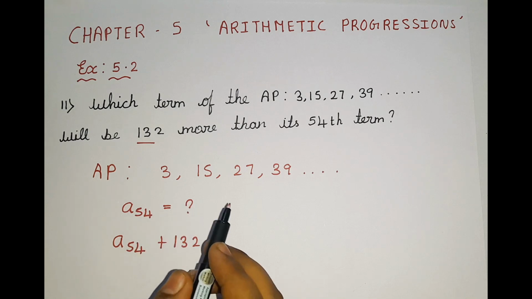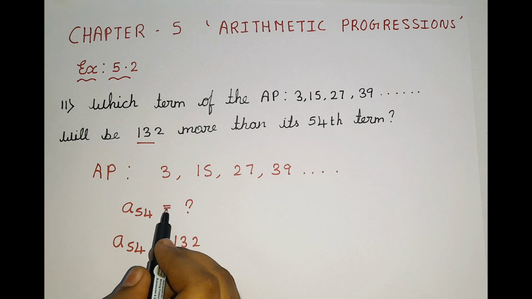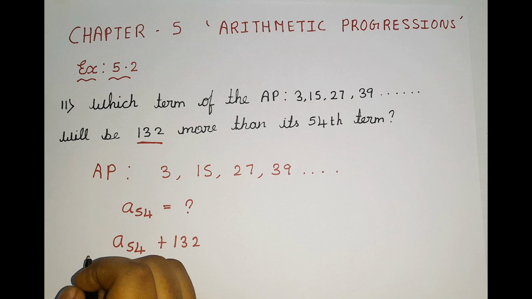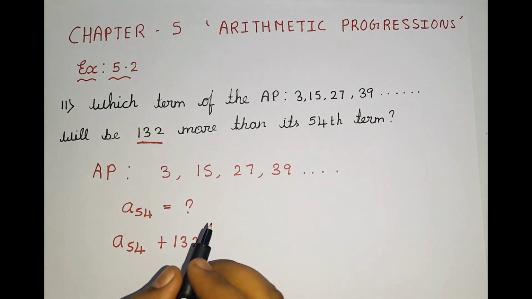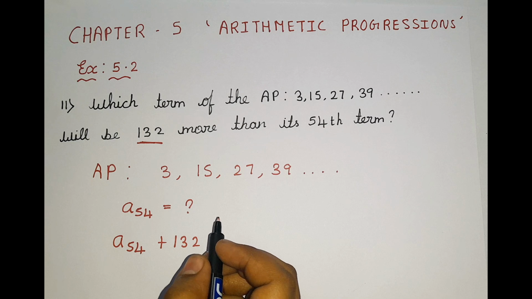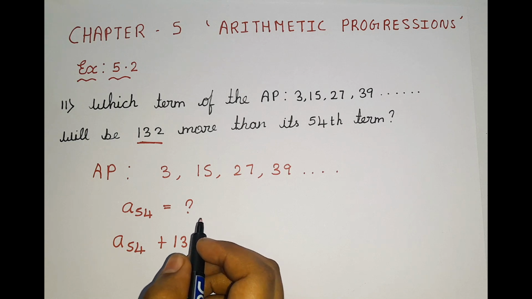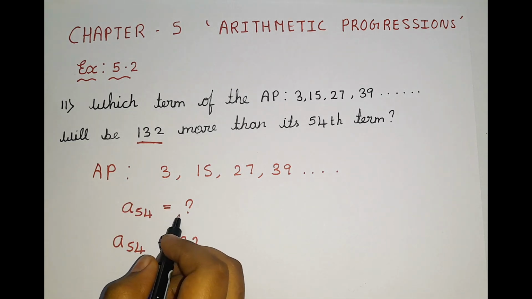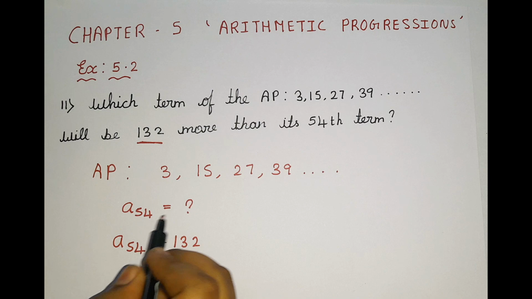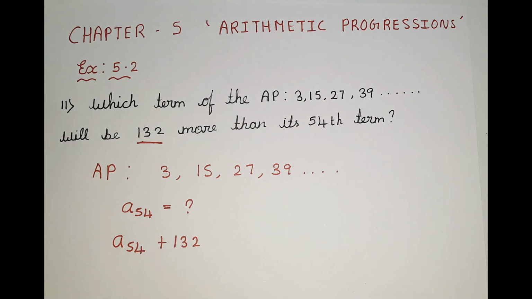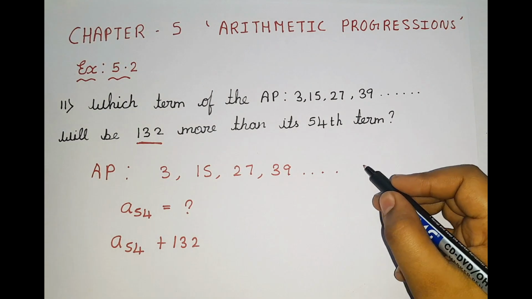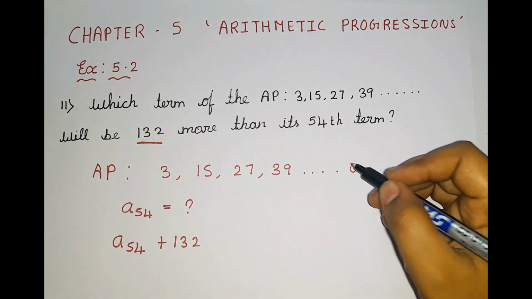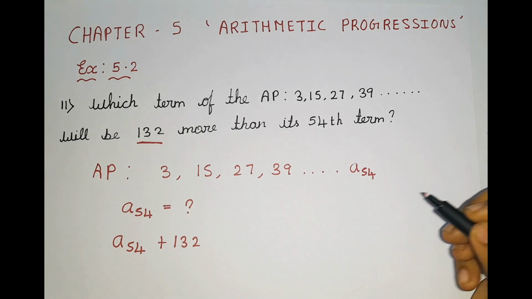So we are supposed to find the value of the 54th term, and one more thing we are supposed to find is in which term we will get 132, whether it is in the 20th term or like that. So we need to find in which term we get 132, and also in the 54th term what is the value. That is the question.